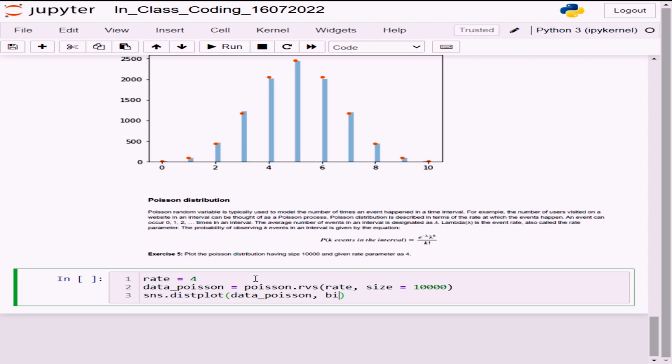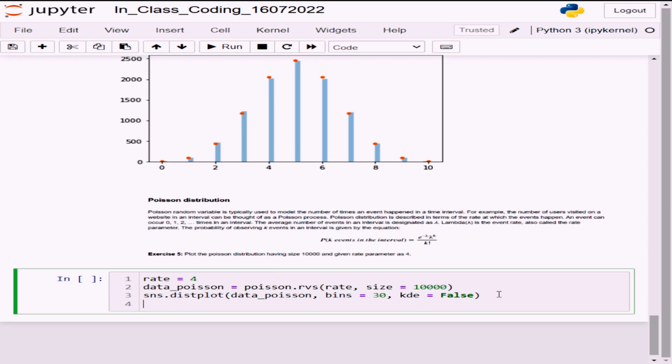Bins equal to the number of vertical things that you want to visualize. Let me say that I want maybe 30 or something. And I just learned this from my previous graph. I should say that I don't want a KDE, so this is false. Otherwise, I will get the same error. I will not visualize both graphs simultaneously.